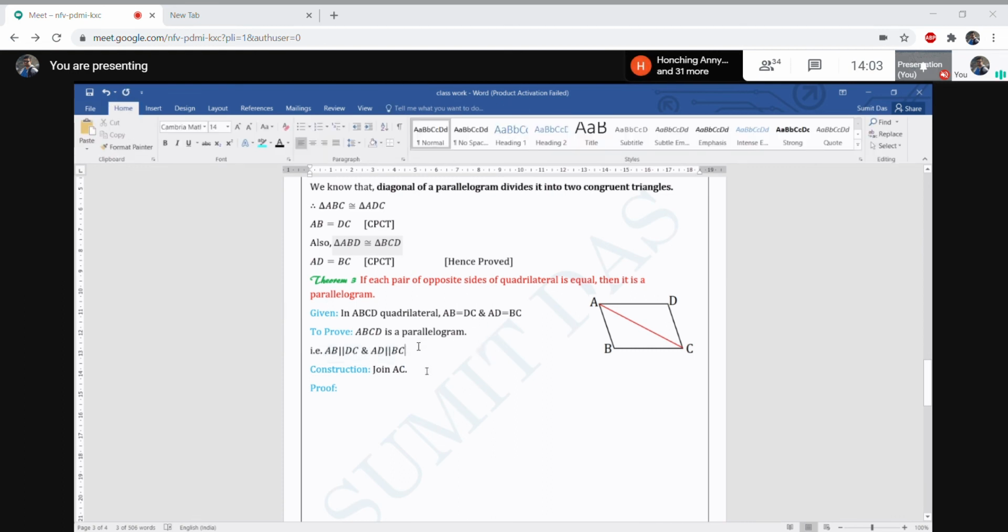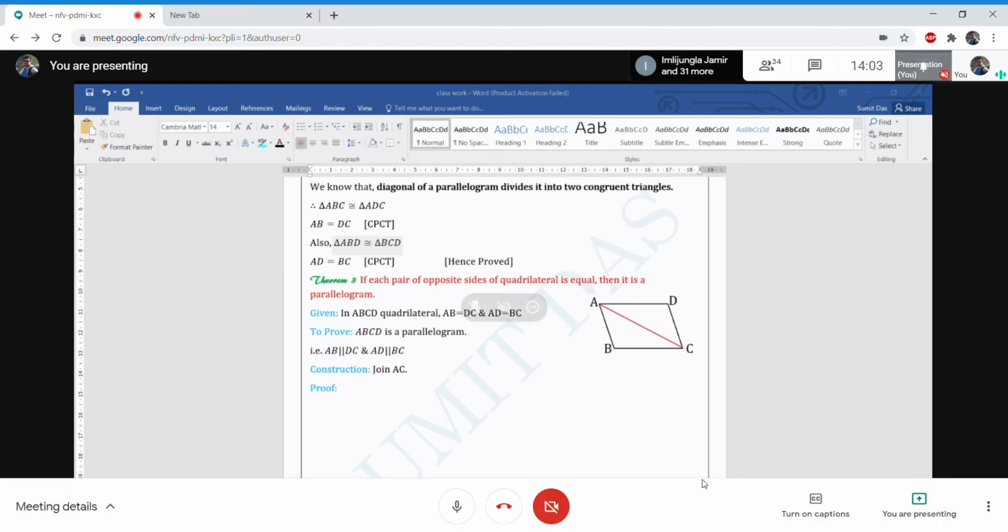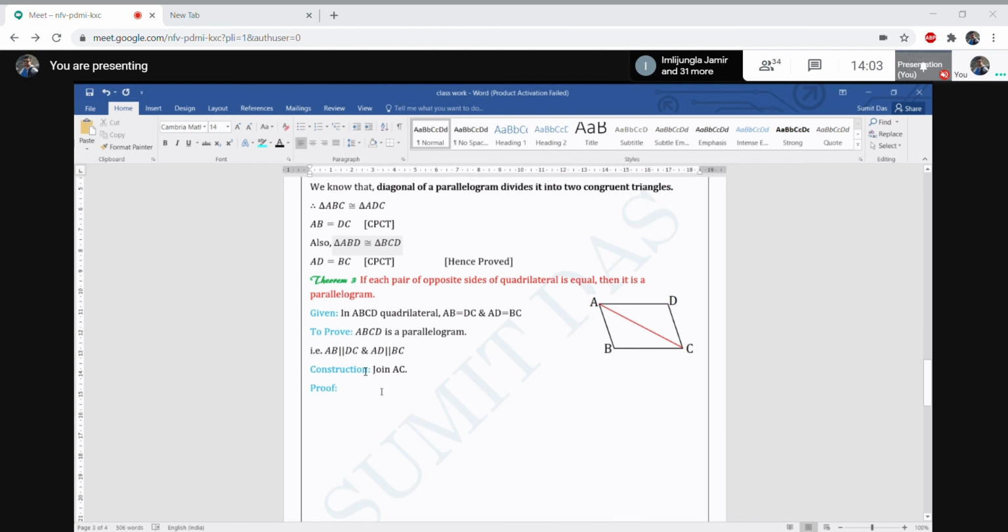So construction, here also construction is there, that is to join AC. Okay, this is the only construction. Then proof. Start the proof.